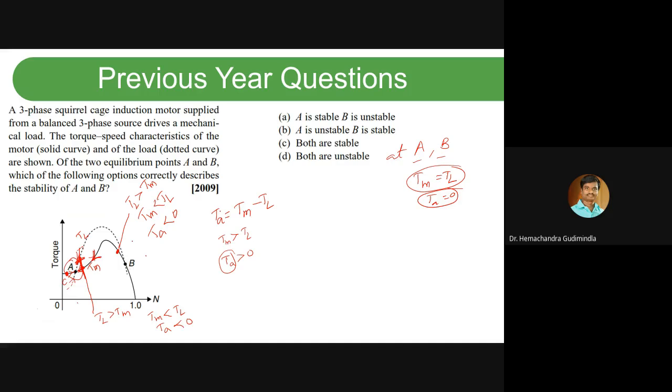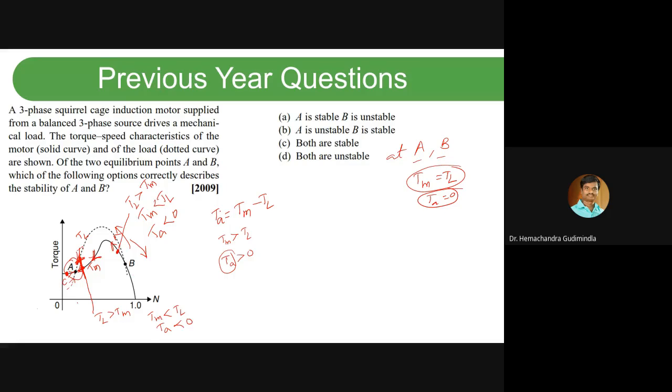Acceleration is along this direction. Deceleration is along the opposite to that acceleration, right? So it will move along this path. So it is not reaching the point B.